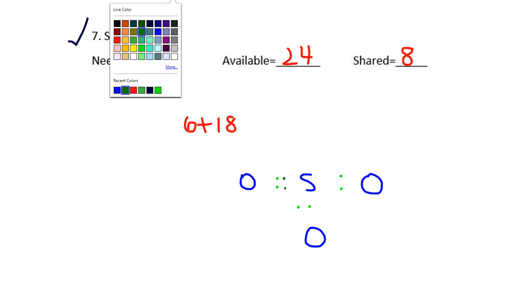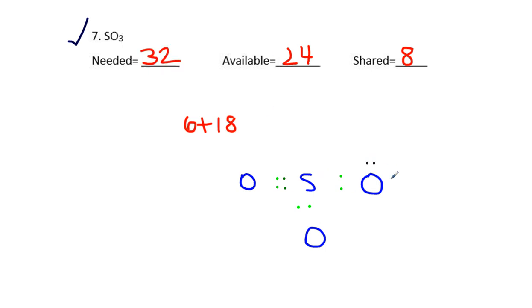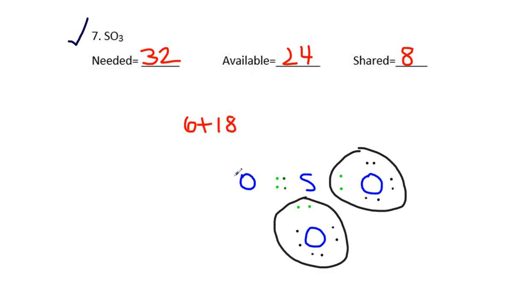Now let's put in all the other electrons, right? So I shared 8. I had 24, so that means I have 16 to go. 1, 2, 3, 4, 5, 6. Ring of 8. 7, 8, 9, 10, 11, 12. Ring of 8. 13, 14, 15, 16. Now I put in all my electrons, and look. That's a ring of 8.